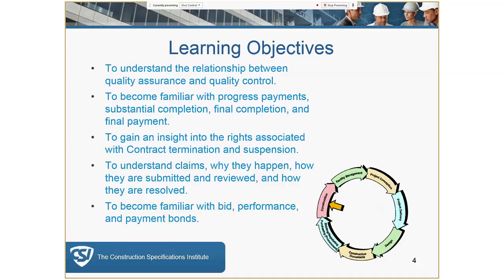You can see where we are in the life cycle graphic. We're in the construction phase, and these are the learning objectives that we're going to be talking about today. We're going to cover the quality assurance and quality control activities during construction, payment procedures, final completion and final payment, contract termination and suspension, and the claims process, and bid and performance and payment bonds. So those are the main topics that we're going to be talking about.